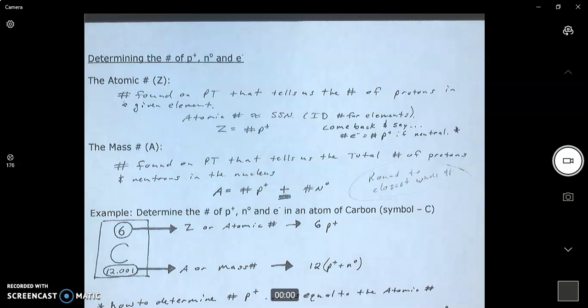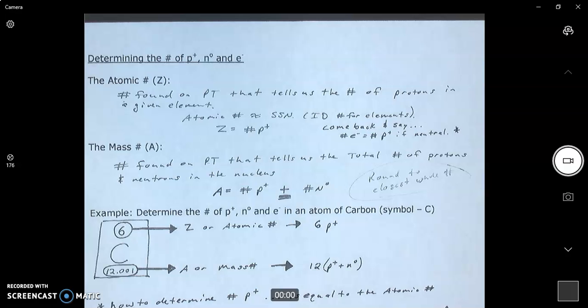The atomic number tells us the number of protons in the nucleus of an element atom. Hydrogen has an atomic number of 1. It has 1 proton in its nucleus. Oxygen has an atomic number of 8. It has 8 protons in its nucleus.